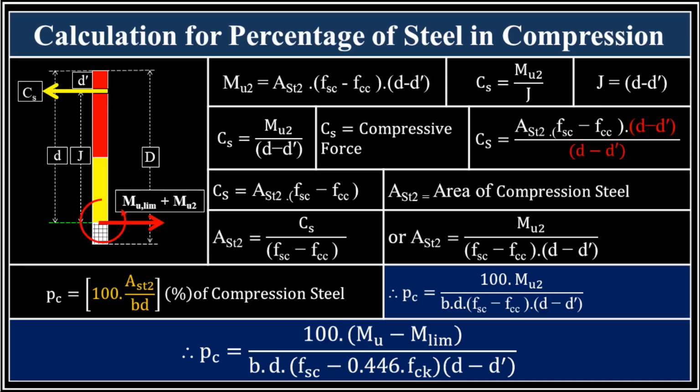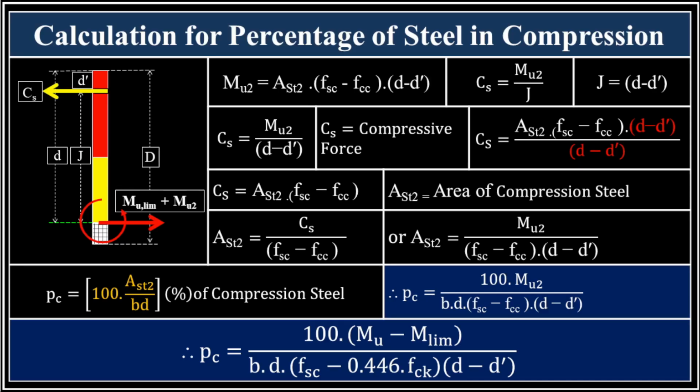Now, let's look at the formulas presented in the center. We start with the ultimate moment resisted by the compression steel, Mu2, which is given by the formula, Mu2 equals Ast2 multiplied by the quantity, fsc minus fcc, multiplied by the quantity, d minus d dot. Here, Ast2 is the area of compression steel, fsc is the stress in compression steel, fcc is the stress in concrete at the level of compression steel, d is the effective depth, and d dot is the cover to the compression steel.